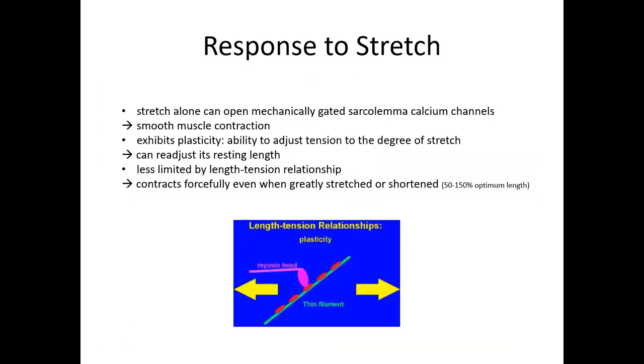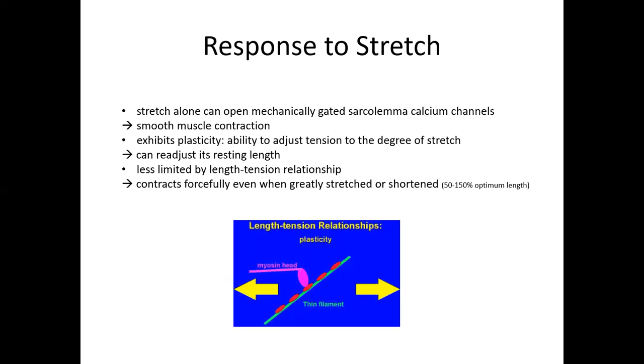And the last concept relating to smooth muscle has to do with what happens when you stretch it. Just the fact that you are stretching smooth muscle is enough to open those calcium channels because they're mechanically gated, not voltage gated. The second concept is called plasticity, which means that the smooth muscle can adjust the amount of tension depending on the stretch. In other words, it may have a resting length, but if there's tension put constantly at that resting length, it may increase its resting length to decrease the tension.